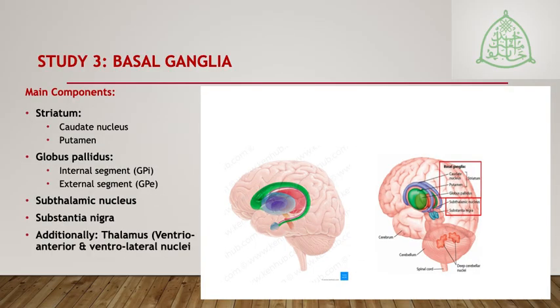So these are the components of what we discussed. The striatum is a combination of the caudate nucleus and the putamen, while the globus pallidus, we said, has the globus pallidus interna and globus pallidus externa. And then we have what is referred to as the subthalamic nuclei.